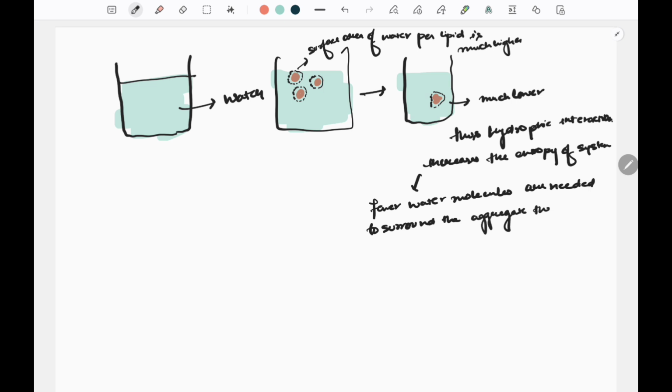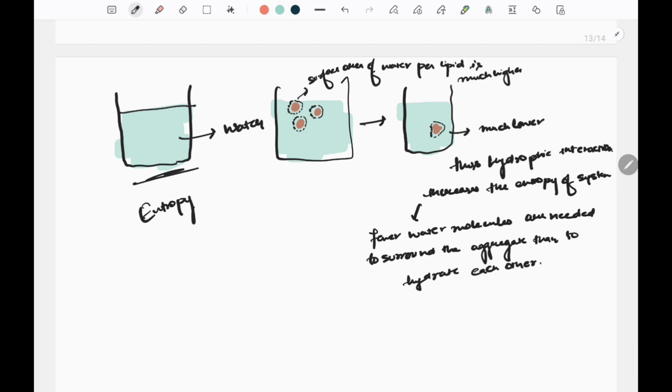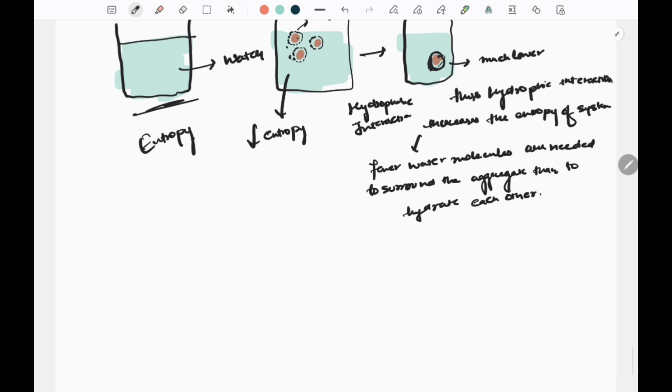Okay, although we are losing entropy of the system in the very first case, because here water can move freely, but in this case there is some sort of constriction, so there is a decrease in entropy. But again, due to the hydrophobic interaction, there is an increase of entropy by aggregating all of these lipids together to form this particular structure. I hope you get it.